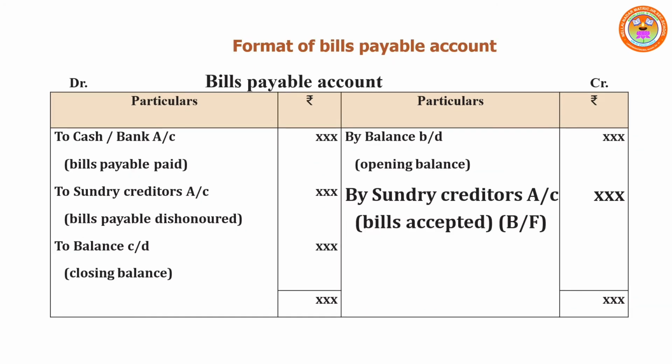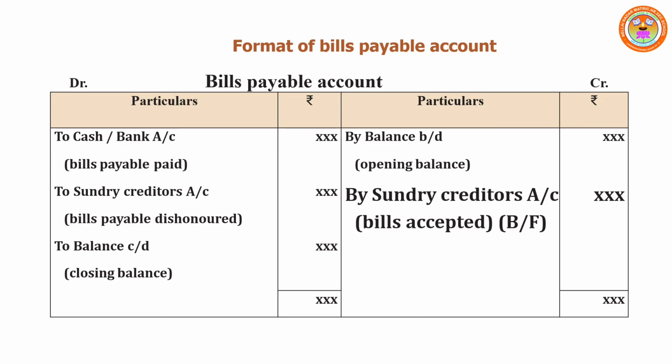Then look at the next one, format of bills payable account. So in the center of the page, write the heading, bills payable account. On the debit side, to cash or bank account. That means if we have paid any amount towards bills payable, it will be written under the debit side. To sundry creditors, that means bills payable dishonored. Then to balance C/D, closing value carried down, the closing value of bills payable.